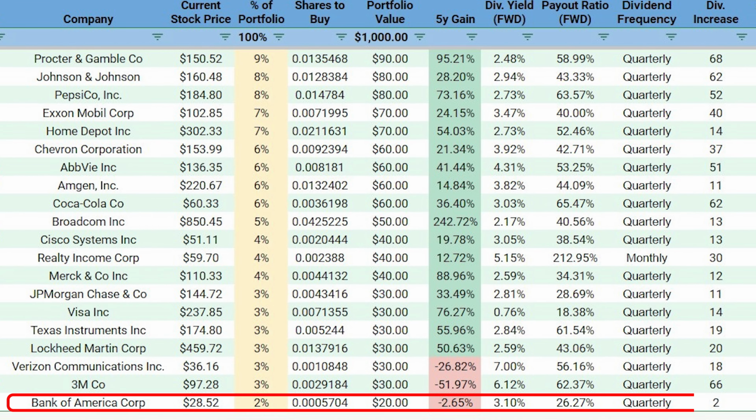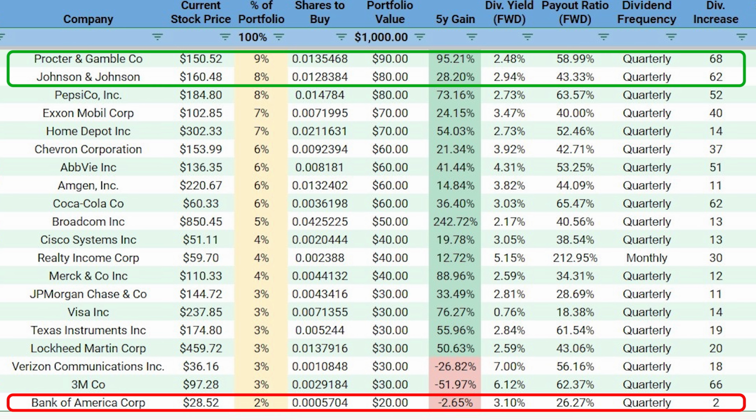Notice that, except for Bank of America, which didn't increase the dividends 2 years ago, all the other companies have a solid history of dividend increases, with companies like Johnson & Johnson and Procter & Gamble going even over 60 consecutive years.